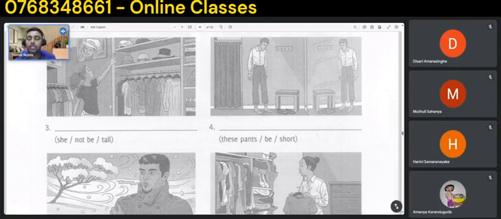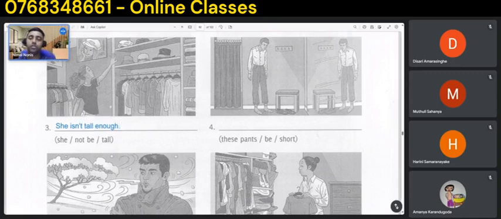Yeah, so as you can see in this picture, the clothes are there in the wardrobe, and she is not tall enough to get some hats or some caps, right? So because of that we can say she isn't tall enough.